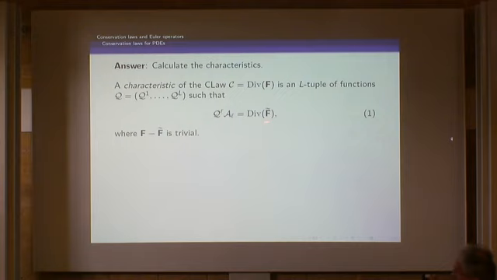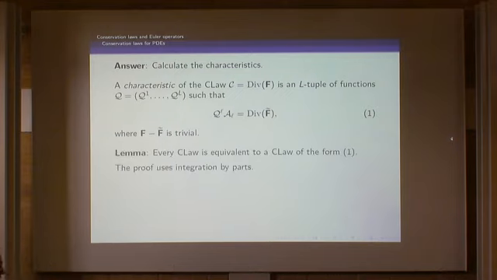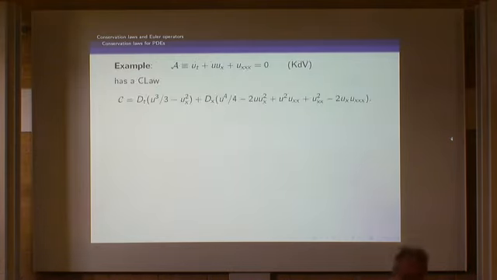Now clearly, this div f tilde is a conservation law because it vanishes on solutions, A is 0. Okay? So it is a conservation law, and the two are equivalent if f minus f tilde has trivial components. Okay. So every conservation law is equivalent to one in this so-called characteristic form, and it's just, as I said, integration by parts that proves that.